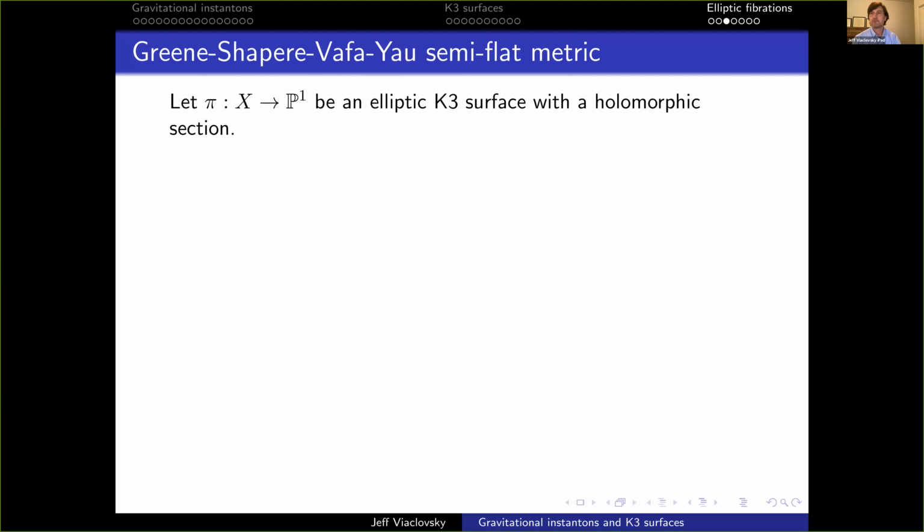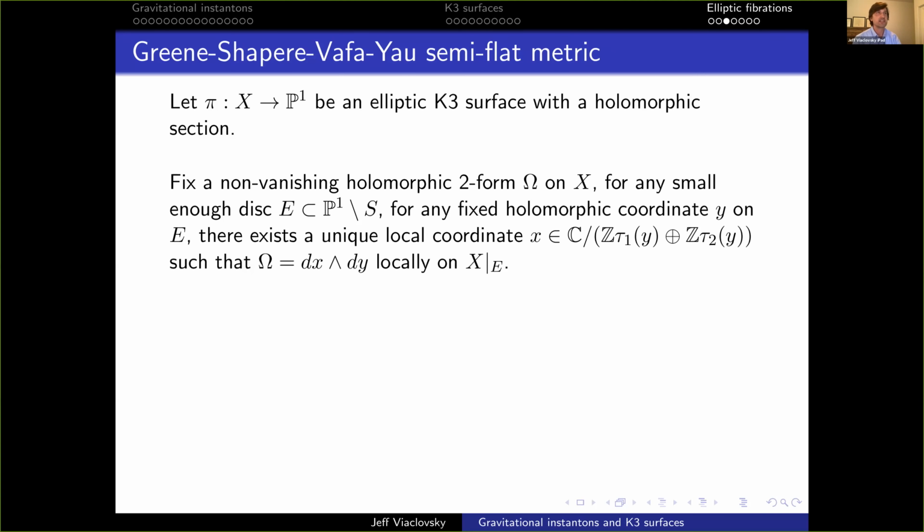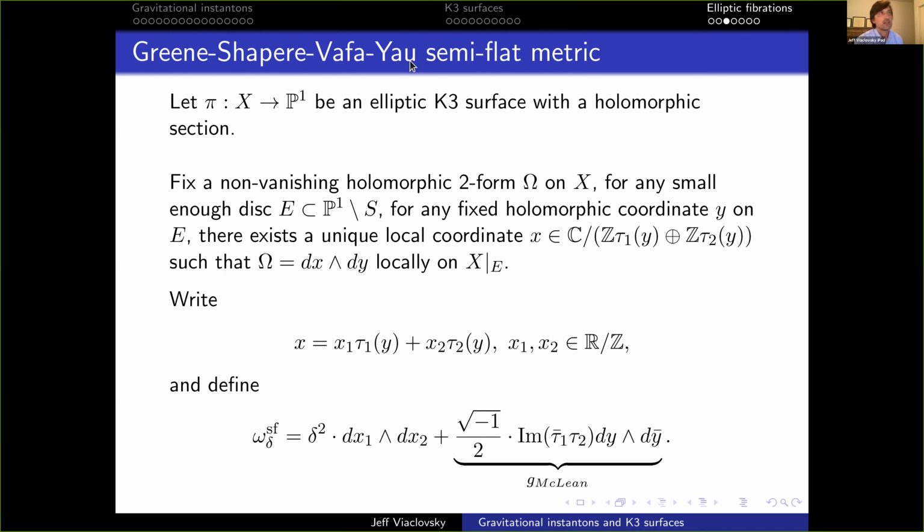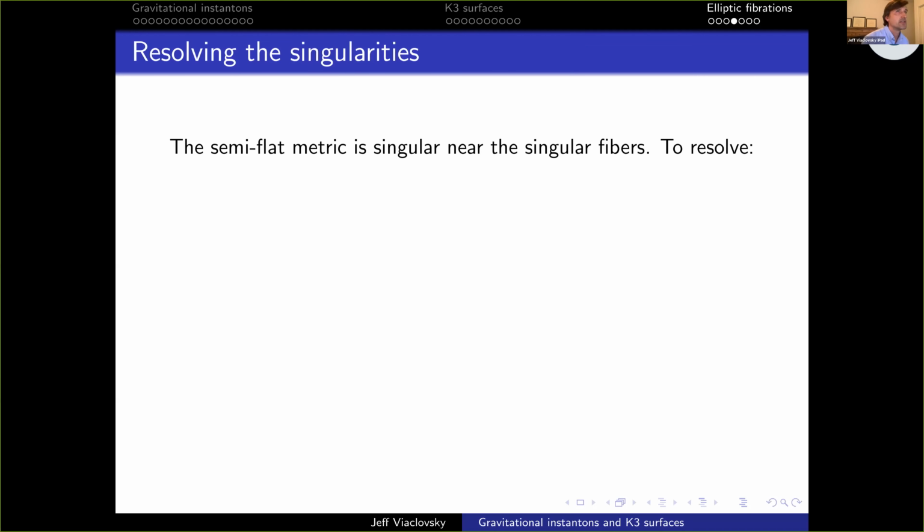Okay, I'm almost out of time, so let me skip over this. Away from the singular fibers, there's an ansatz to write a hyperkähler metric, which is called the semi-flat metric. It was due to Green, Shapiro, Baffa, and Yau. If the fibers are smooth, you can write down an ansatz which is exactly a flat metric on the fibers. The base metric is some metric involving the periods, but due to time, I'm going to skip over this slide. My apologies. This semi-flat metric is singular near the singular fibers.